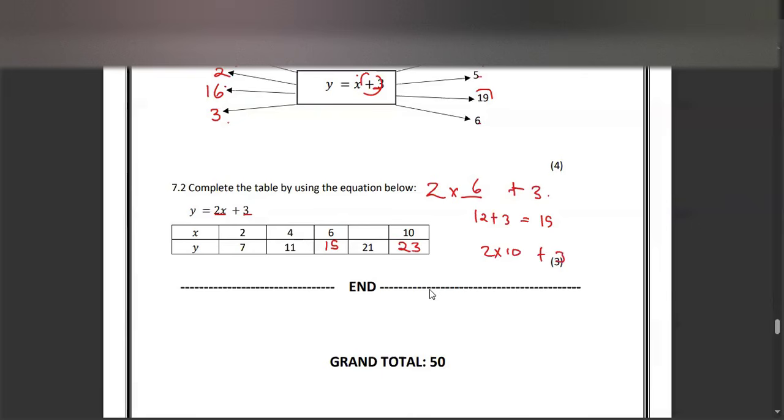And then we're going to apply the inverse. What is 21 minus 3? So 21 minus 3 gives us 18. And then we have to divide by 2. We get 9. Okay, so that brings us to the end of this particular paper.